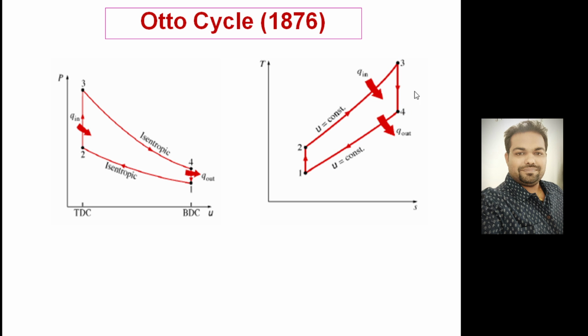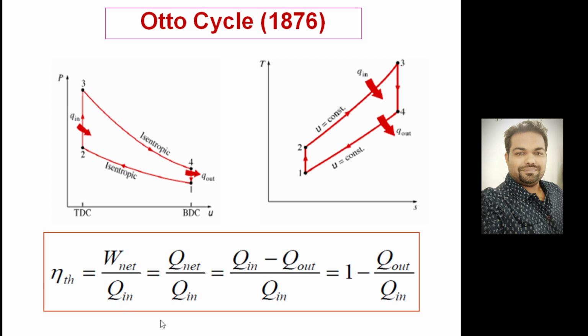Look at this. This line length is bigger because the work of expansion will be more. You will get more mechanical work compared to the compression. Compression will require less work. That's why the length of process 1 to 2 is lesser than the length of process 3 to 4. Similarly, here you can see 3 to 4 is slightly bigger compared to process 1 to 2.